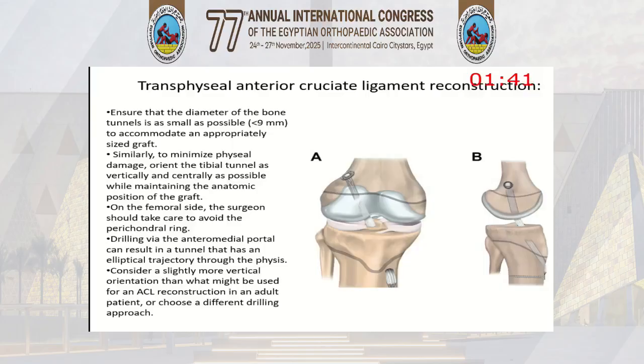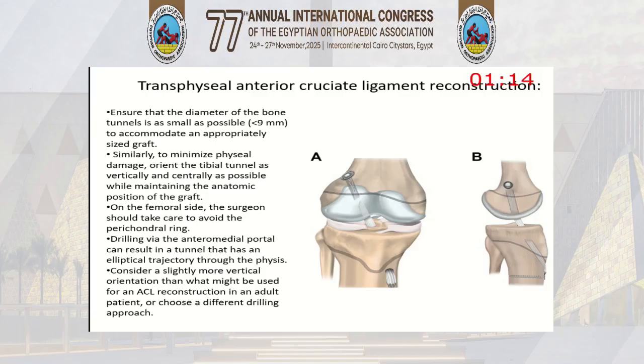Ensure that the diameter of the bone tunnel is as small as possible, less than 9 millimeters, and accommodates a properly sized graft. Similarly, to minimize physeal damage, orient the tunnel as vertically and as centrally as possible, and we will show just in a minute a drawing. And this while maintaining the anatomical position of the graft. On the femoral side, the surgeon may take care to avoid the perichondral ring.